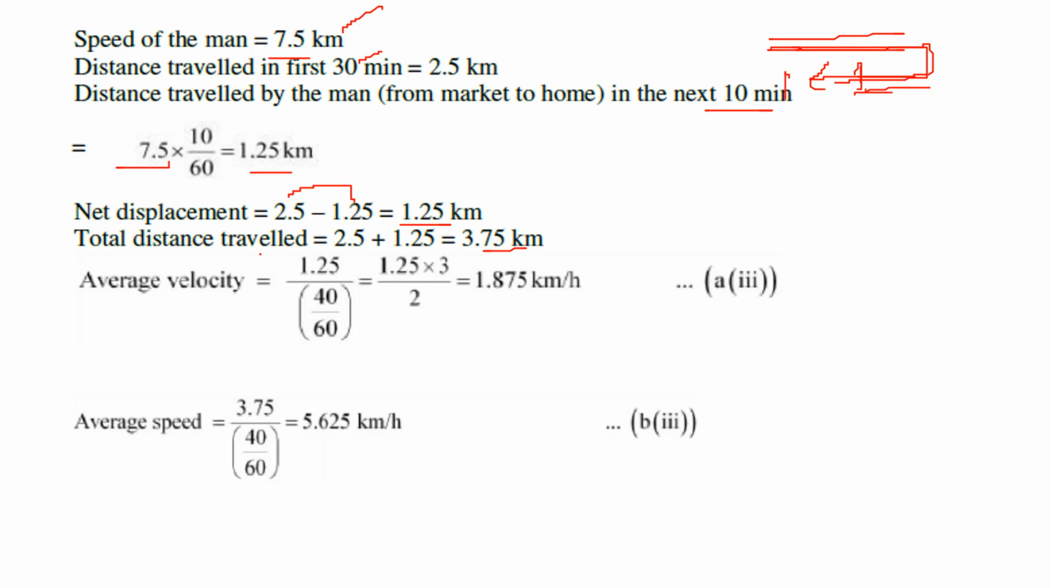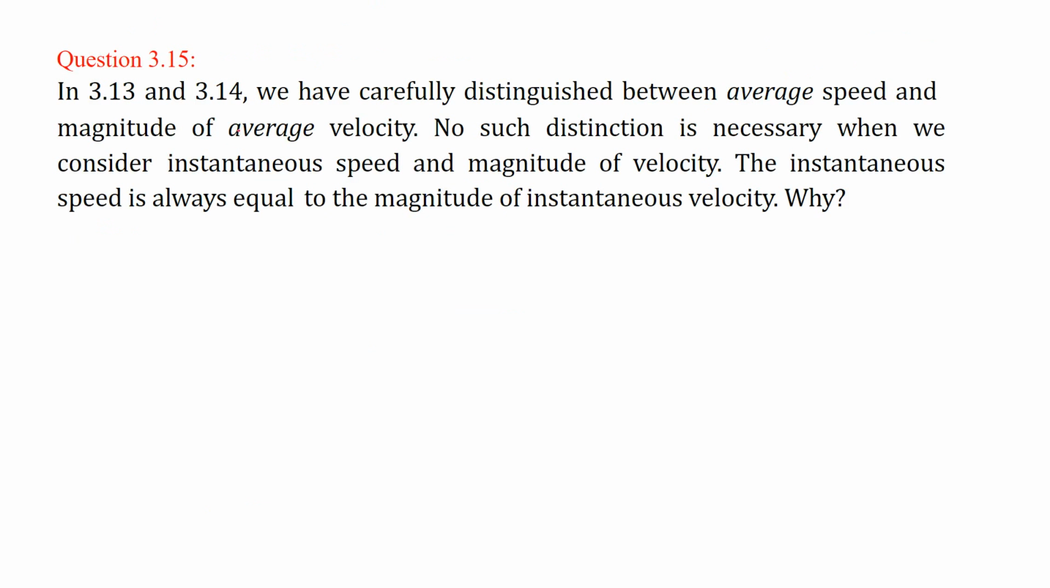Now let us again find the average velocity and average speed. Average velocity will be this displacement divided by the time, which is 40 minutes, so 40 by 60. The average speed is, because the distance we are going to take is 3.75, again 40 minutes, that is 40 by 60. So this gives you the average speed.